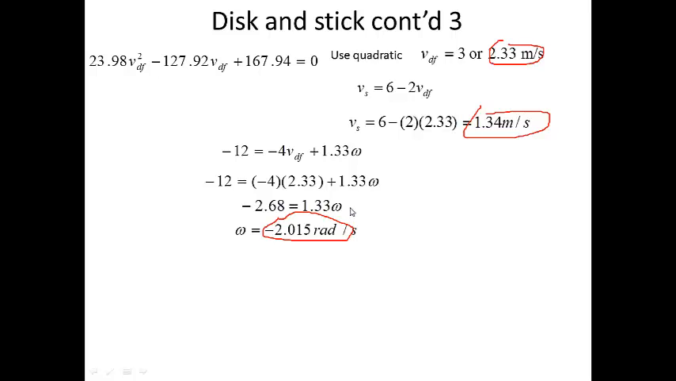If you were having trouble with any of the algebra, please go back and double check your work and look at this video again.